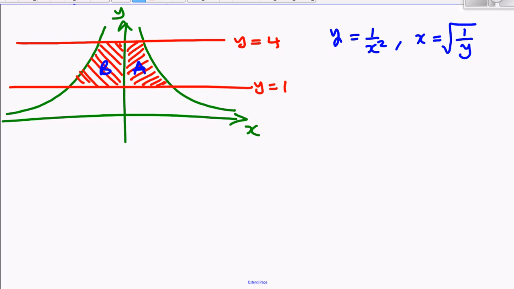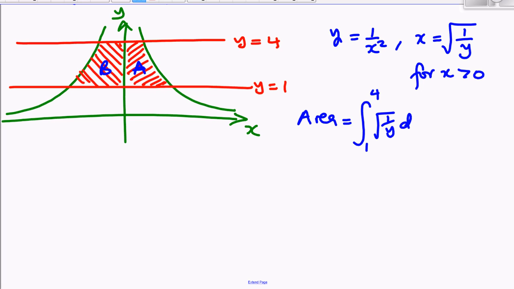What I want to start with here is the values of x that are greater than 0, because I want to use that to find the area of A. Now the area will be the definite integral from y equals 1 to 4 of the square root of 1 over y with respect to y.